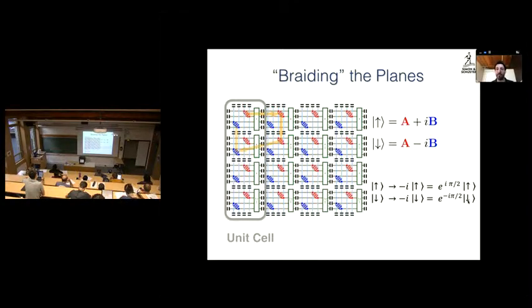So before we move forward, does it make sense why this now creates two copies of this Hofstadter model? One copy for up spins, which experience a phase rotation of pi over 2, a flux of pi over 2 per plaquette, and another one for the down spin that experience a flux of minus pi over 2 per plaquette. Does that make sense to everybody? Can I move forward?